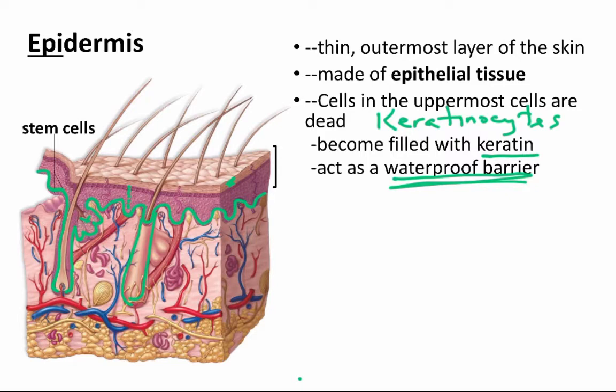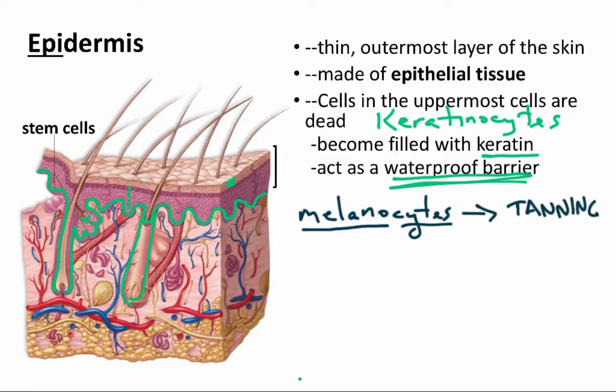Now, there are some other functions of the epidermis. The epidermis is the layer of skin that contains cells called melanocytes. So melano for melanin, cyte for cell. And that means that the epidermis is the layer of skin that's responsible for tanning in response to exposure to UV light. Talk more about tanning in a little bit.